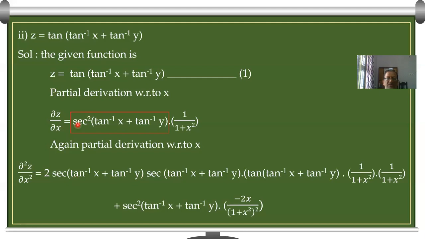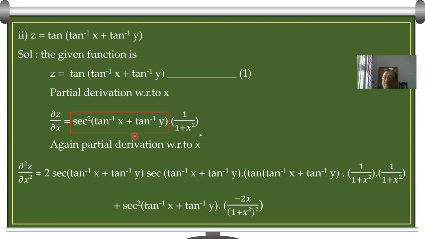Now after that, the function differentiation. What is the function derivative? Sec of tan inverse x plus tan inverse y into tan of tan inverse x plus tan inverse y. After that, the inner function differentiation. With respect to x, one part is a changing variable and the other is a constant value. The derivative of tan inverse x is 1 by 1 plus x square. Already we have 1 by 1 plus x square, so it is as it is.